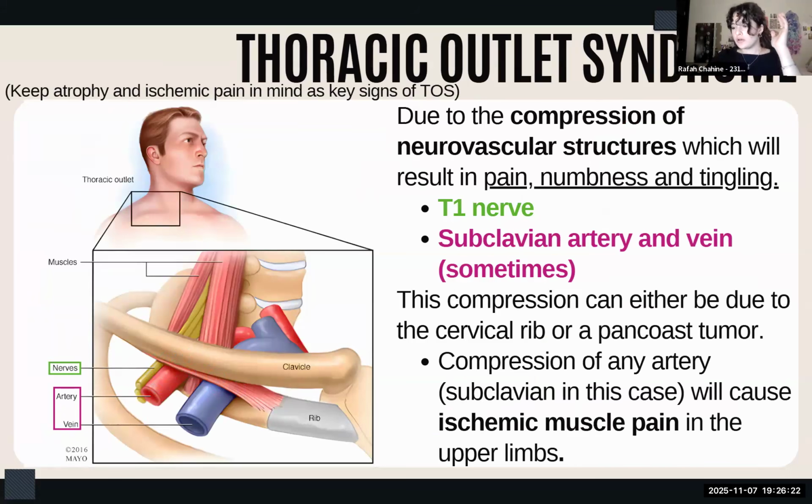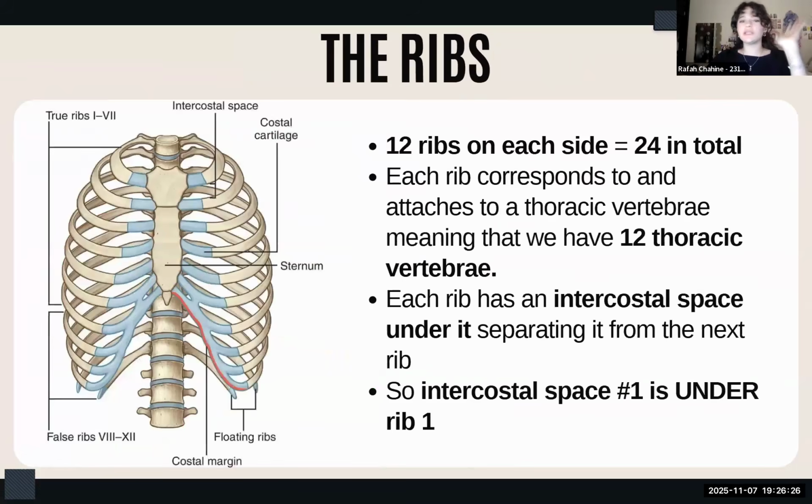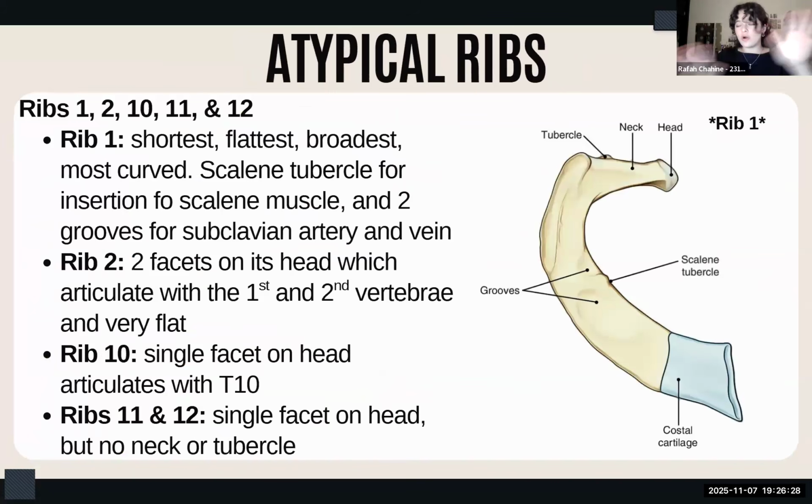So if the scalene tubercle is there, then yes, it's immediately rib number one. No other rib has the scalene tubercle, okay? So rib number two, we said that it has two facets on its head, which is pretty normal, but then again, it is flat, so that's what makes it atypical.